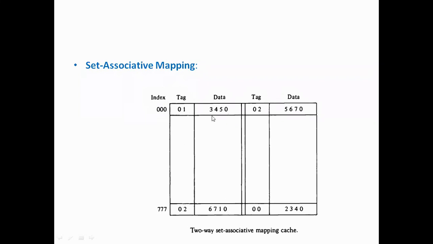But which one should move out, whether this one or this one, is decided by some algorithm. For example, one of the algorithms is FIFO, first in, first out. So the pair which came first will go out and the new one will come in. That means, for example, at a certain time, 10, this has come in, and at 11 this has come in.